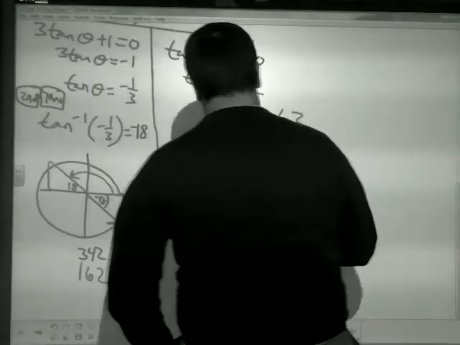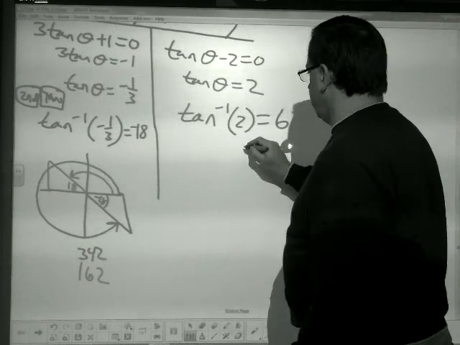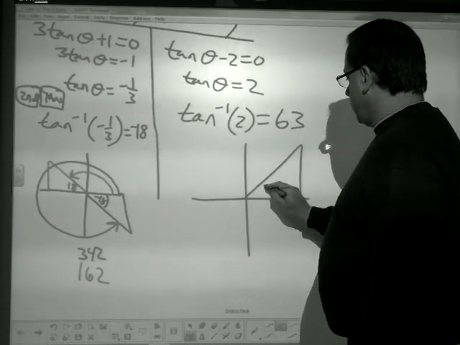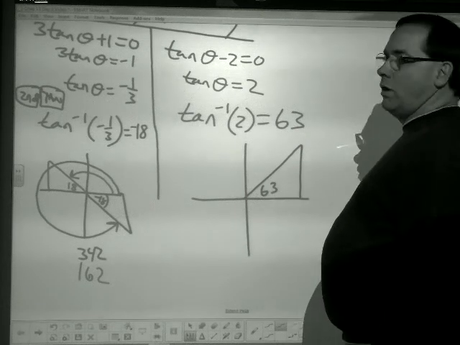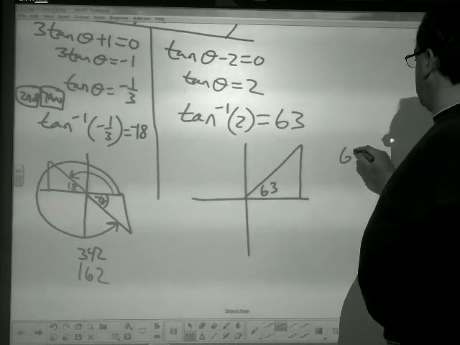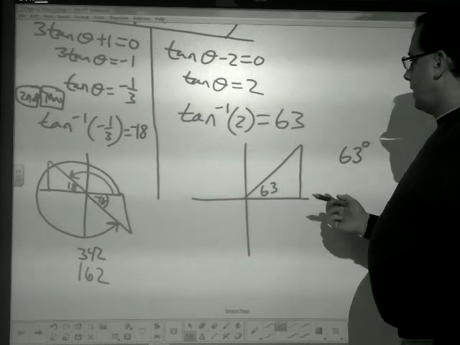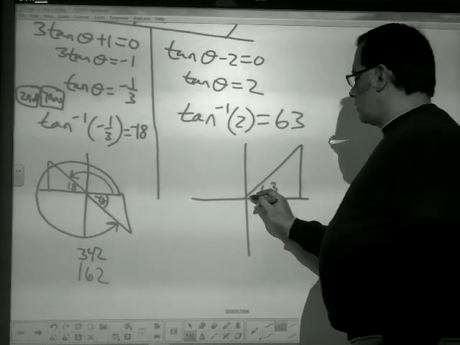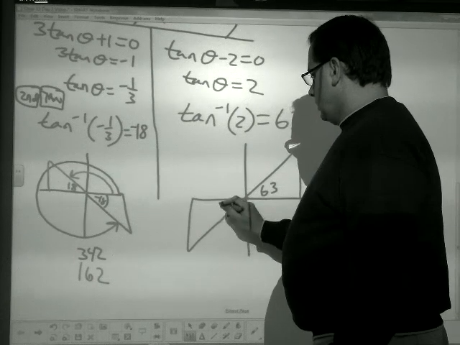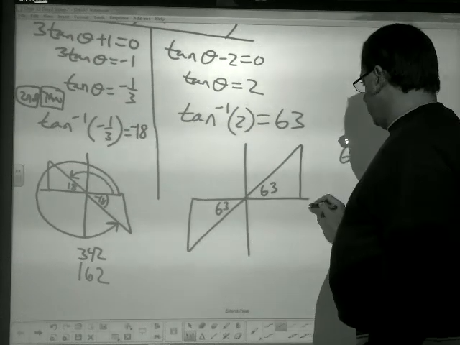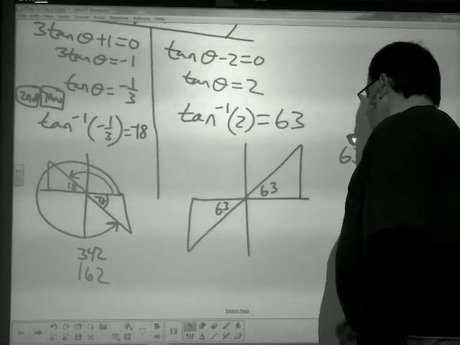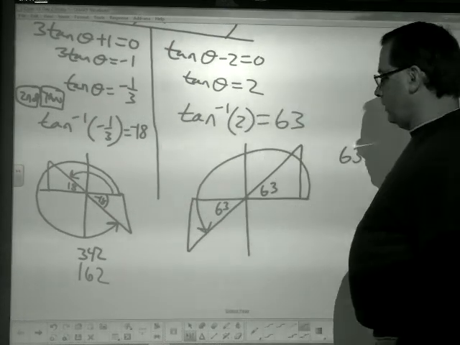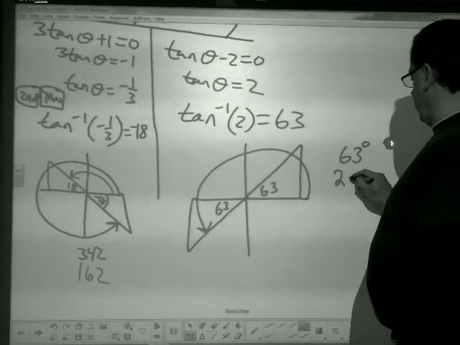Now I come over here. 63 degrees is in quadrant 1. And since it's in quadrant 1 and positive, that is one of my answers. Now, what other quadrant does tangent have the same type of solution? That's quadrant 3. So again, the same reference angle. So my second solution over here is 180 plus 63, which is 243.